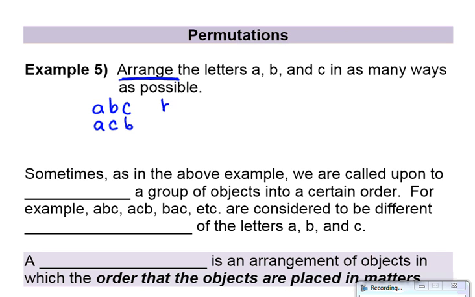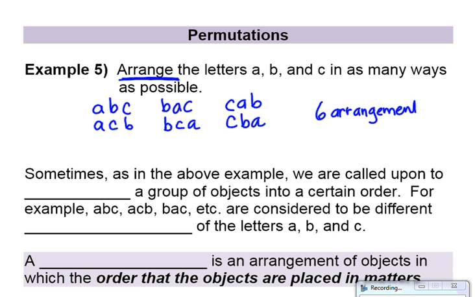Then I might start with a B. So I have B, A, C, and then B, C, A. And then finally I'm going to have C, A, B, and C, B, A. So think about it. Can you arrange them any more ways? I don't think so. And you can see there that we have 1, 2, 3, 4, 5, 6 arrangements of those 3 letters.